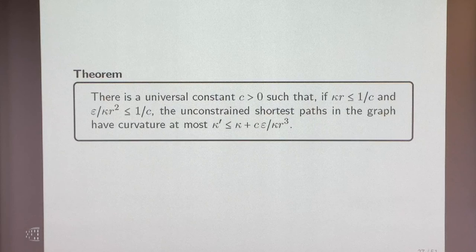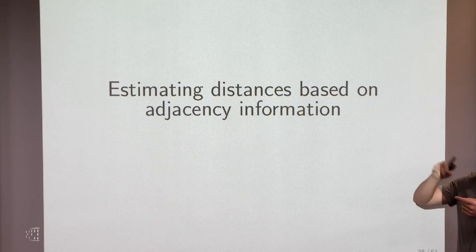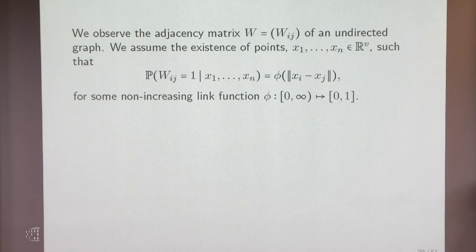I have only 5 minutes for the remaining, but I'll try to make sense of the problem and at least motivate you enough to go see the paper if you want. This one is still on estimating Euclidean distances, but now based on an adjacency matrix. So you still have the connectivity information, but we don't have the weights on the edges. That's gone now. And it goes as follows. We're not the first ones to consider this. There's some literature on the topic.